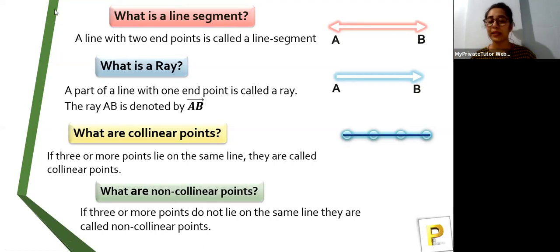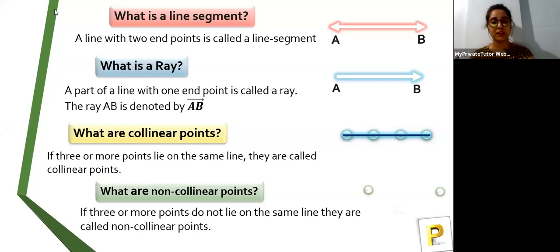If three or more points do not lie on the same line, they are called non-collinear points. A simple difference, right? Collinear points should all be on the same line. Non-collinear, not on the same line. Let's see how. I have these points, and we can draw two lines from these points, right?